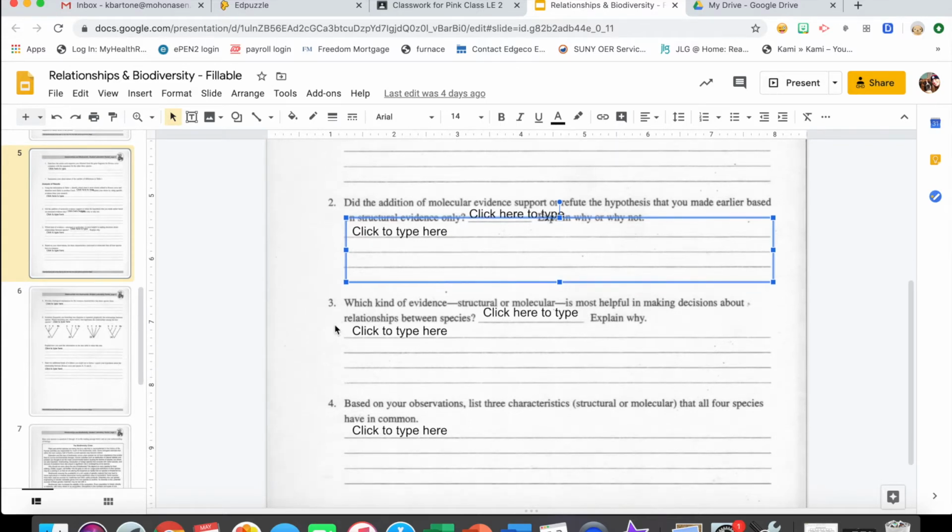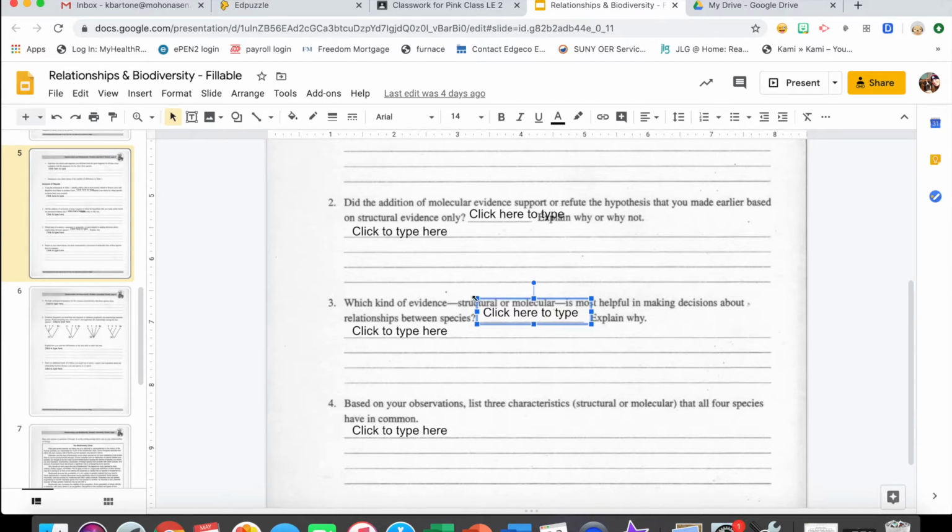Number 3. Which kinds of evidence, structural or molecular? So remember, structural is test 1, 2, and 3. Molecular is test 4, 5, 6, and 7. Which kind of evidence, information we got from the structural test or information we got from the molecular test, is the most helpful in making decisions about relationships? Which one do you think? You're going to click here and say either structural or molecular.